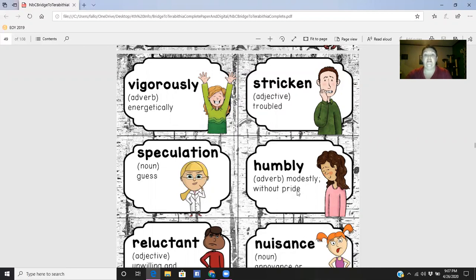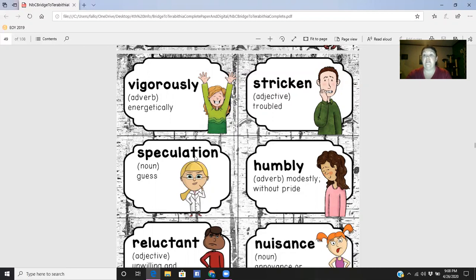So let's take a look at this page and go over the 4 vocabulary words for chapters 5 and chapter 6. The 4 vocabulary words we're going to be looking at are vigorously, which means to do something energetically with lots of energy. The next word is stricken, and that means troubled. Then we have speculation, which means guess.